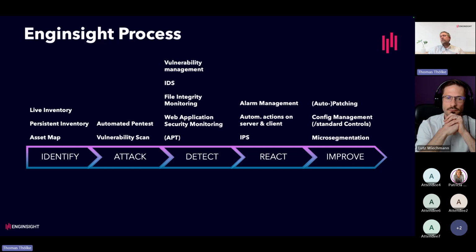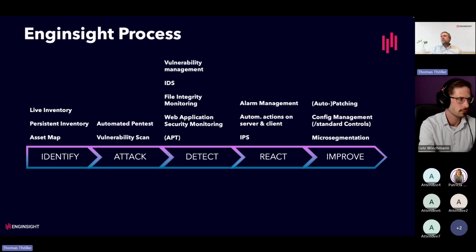Now, alarm is one thing. In the best case, you can also already automate your action on servers and clients based on alarms. If event X happens, what is it that I'm doing then? So yes, that's all possible, and that's all in the reaction phase. Now, the improvement phase is a permanent change to the better of the IT infrastructure. That can be with patching, which I mentioned before, on Windows, Mac, and Linux systems.